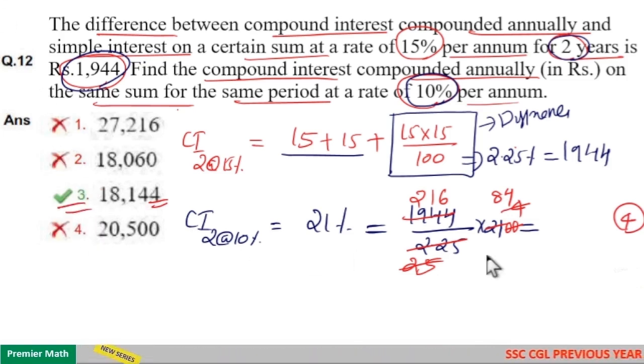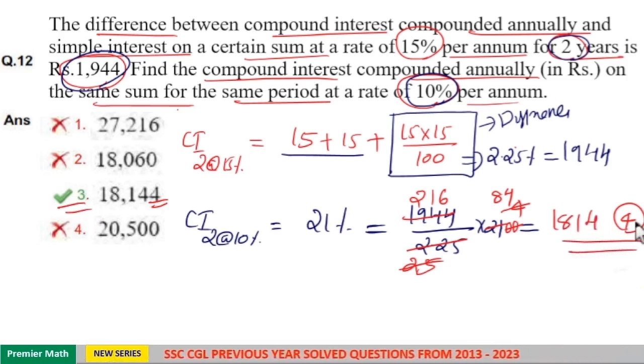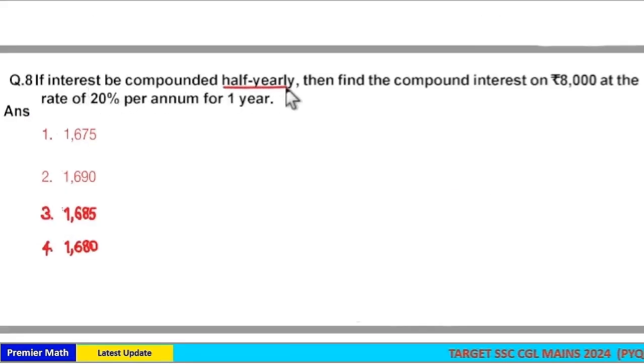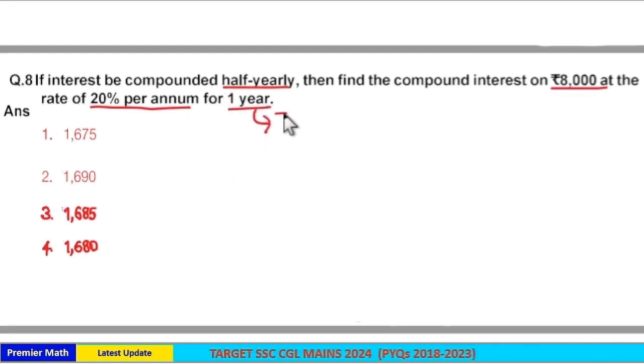Don't go for the calculation. Just find the value by approximation or by digital sum or by unit digit. If interest be compounded half yearly, then find the compound interest on Rs 8,000 at the rate of 20% per annum for 1 year. Here compounded half yearly means there are total 2 half years in 1 year, and for 1 year the rate is equal to 20%, which means for half year the rate is 10%.